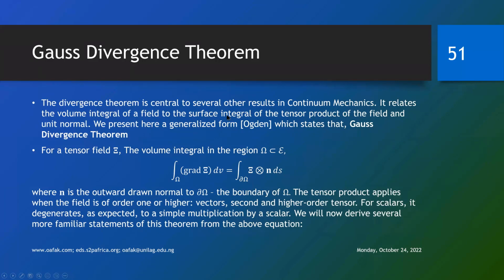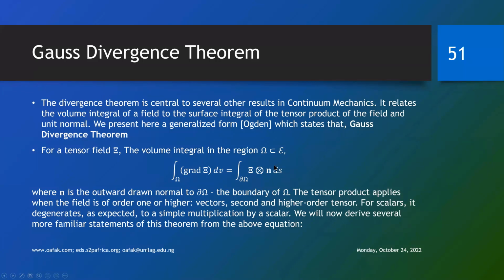I got this from a book by a man called Ogden, which states that for a tensor field psi, big psi here, the volume integral taken over the region, which is a section of the Euclidean point space, that volume integral, that is the grad of psi integrated over the volume, is simply the same function psi circle times n, which is a tensor product of that function, taken over the surface. So it is relating a volume integral to the surface integral.